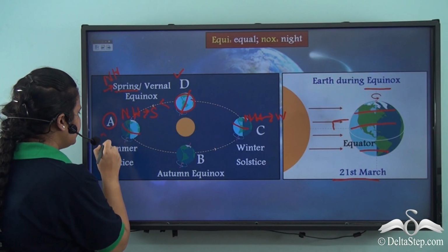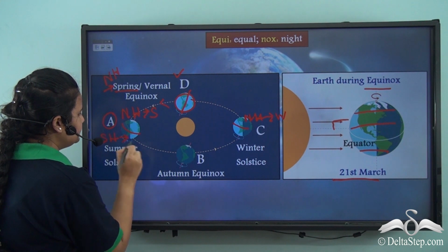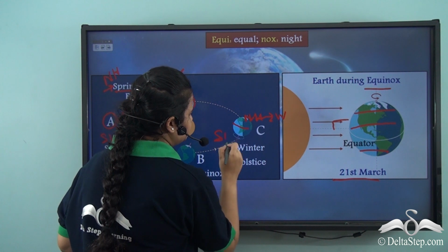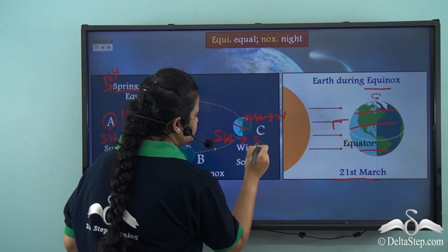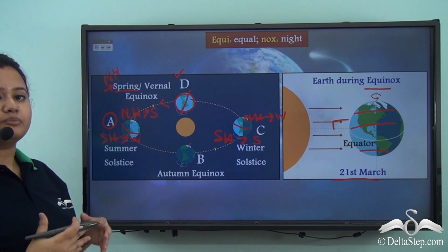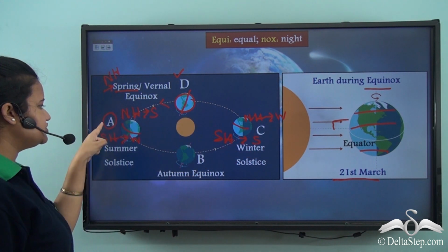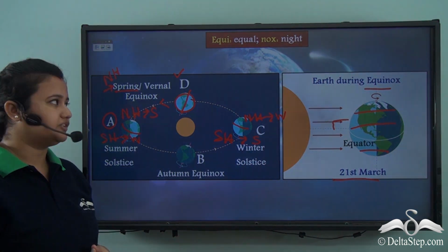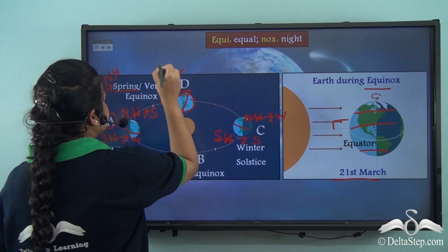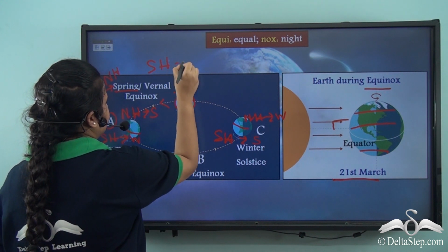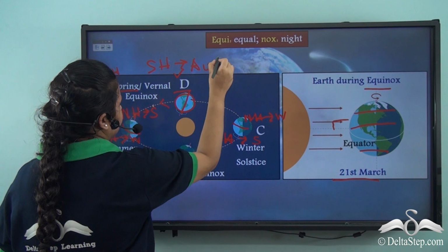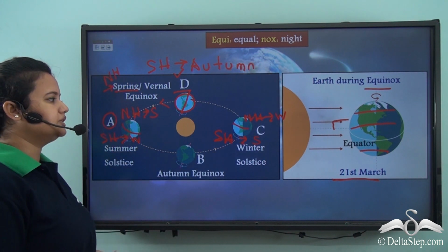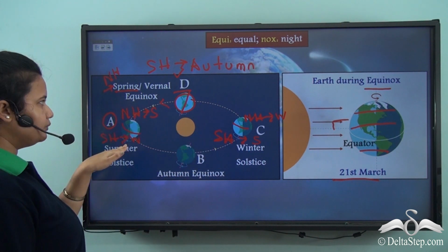Conversely, the southern hemisphere experiences winter at position A, whereas it experiences summer at position C. So as the earth moves from position C to position A, there is a transition from summer to winter in the southern hemisphere. So at position D, the southern hemisphere experiences autumn, which is the transition period between summer and winter.